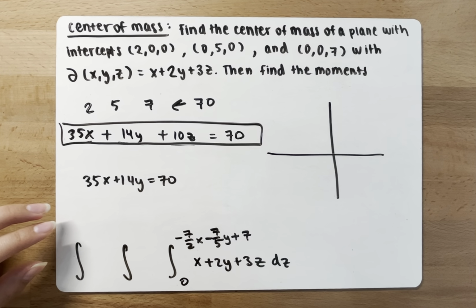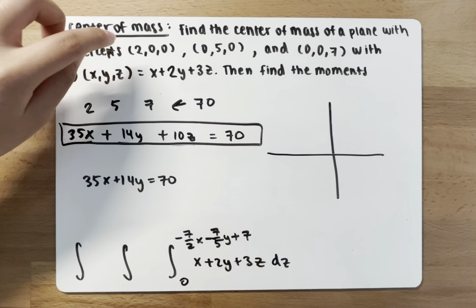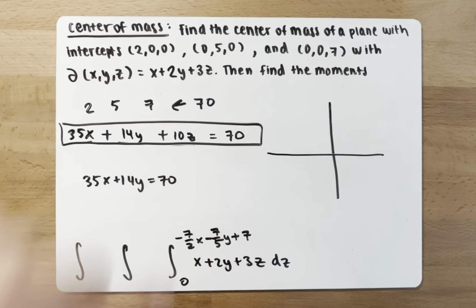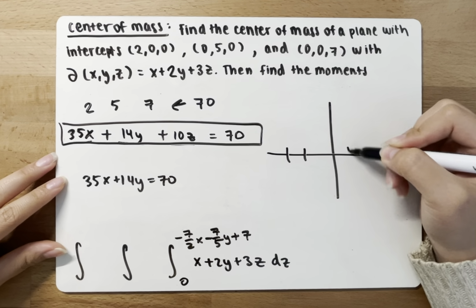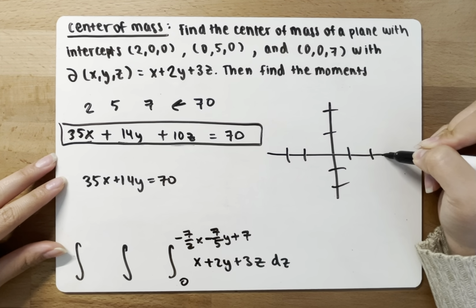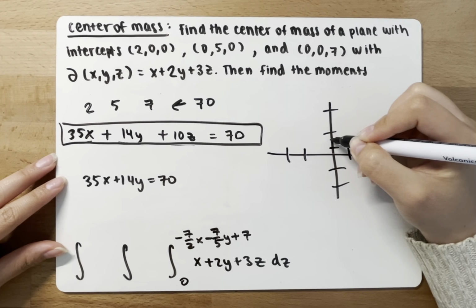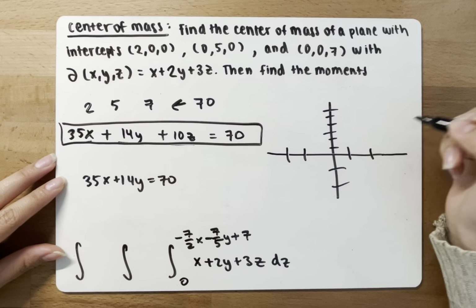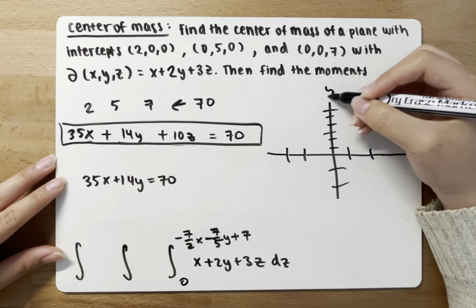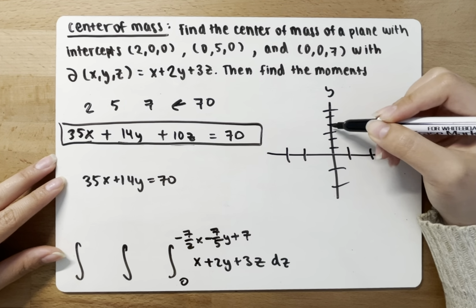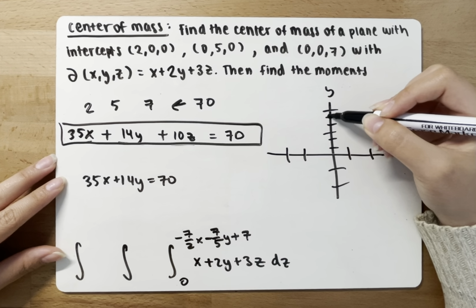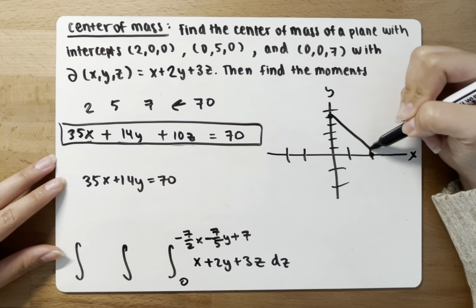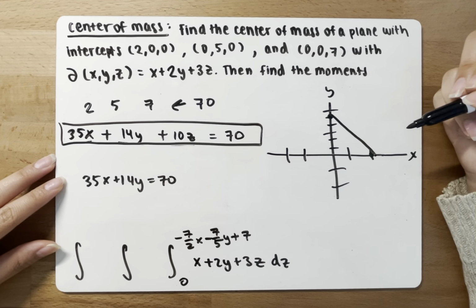Now, take these points, so x is 2 and y is 5, and graph it. So 1, 2, 3, 4, 5. This is the x-axis, this is the y-axis. So when x is 0, y is 5, and when y is 0, x is 2. This will be your shape.